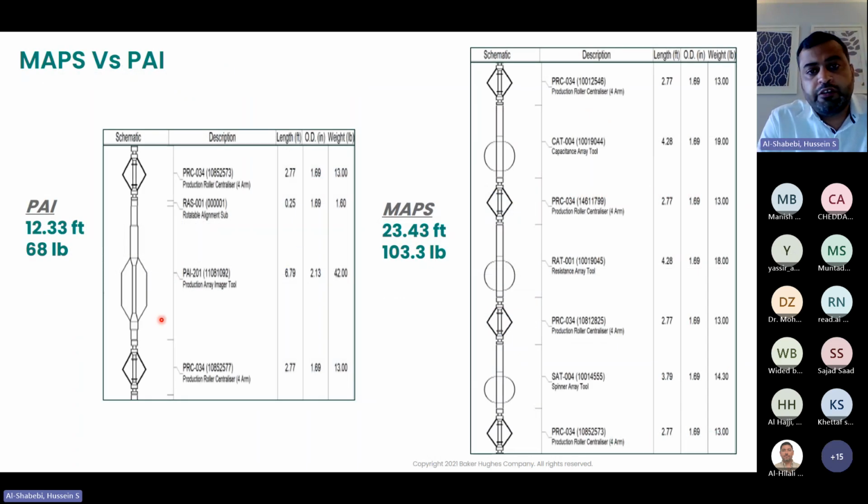Over here, in the next few slides, just a quick comparison between MAPS and PAI. The first thing, as you can see, is the length including the centralizer. For PAI it is 12.33 feet, and the weight of the tool is 68 pounds. While in MAPS, including the centralizers, it is 23.43 feet with 103.3 pounds. So you can see almost a 50% reduction in the tool length, which will help us to run the tool in high dog leg compared to MAPS.